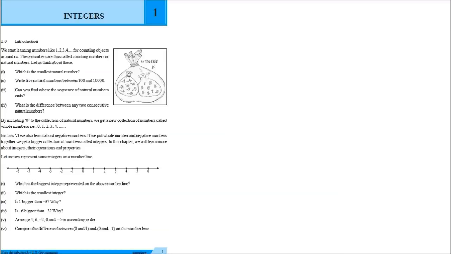Today I would like to explain very briefly about integers and cover some syllabus from chapter 1 of this textbook from Telangana government state board. So let's start.